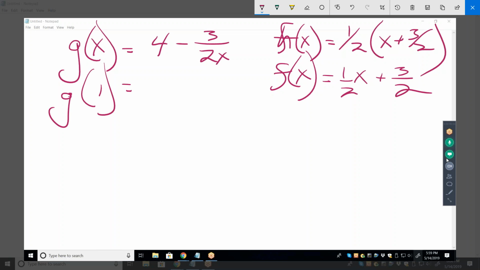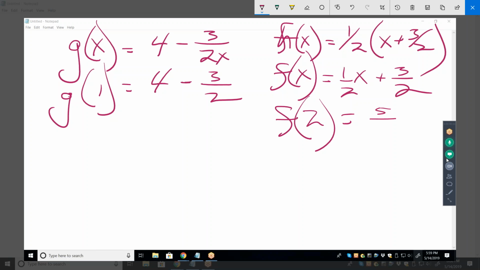5 over 2. No, it's 4 minus 3 over 2, right? Yeah. In other words, all I do is substitute 1 for x. Okay. Over here, tell me what f of 2 is. 1 plus 3 over 2, which I believe is 5/2.